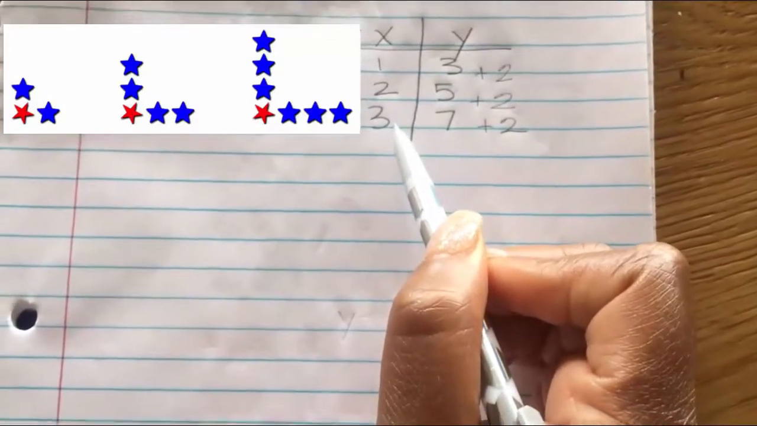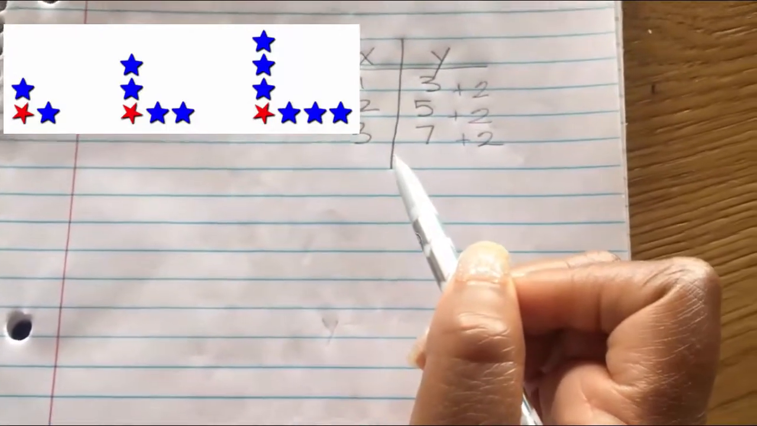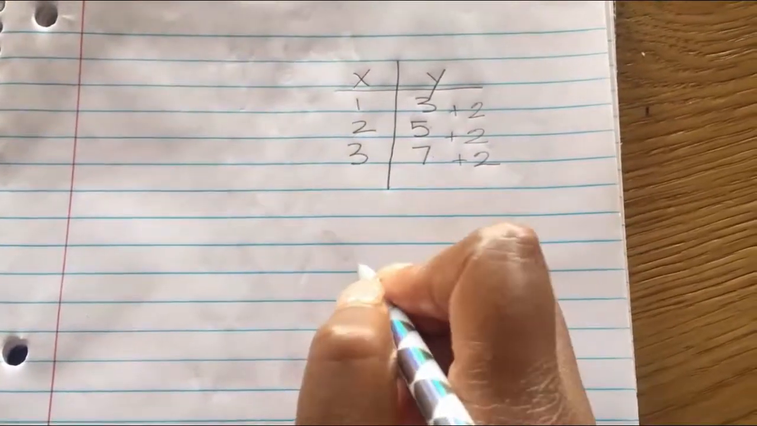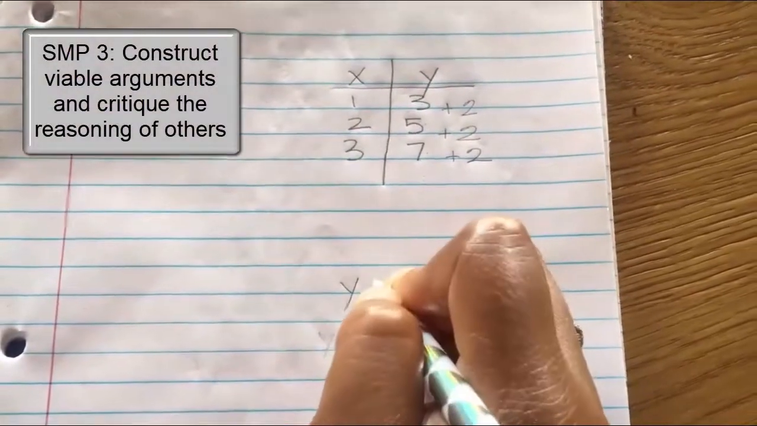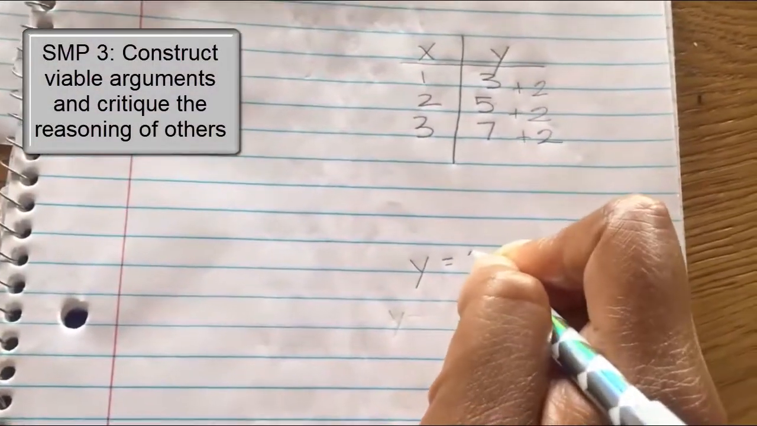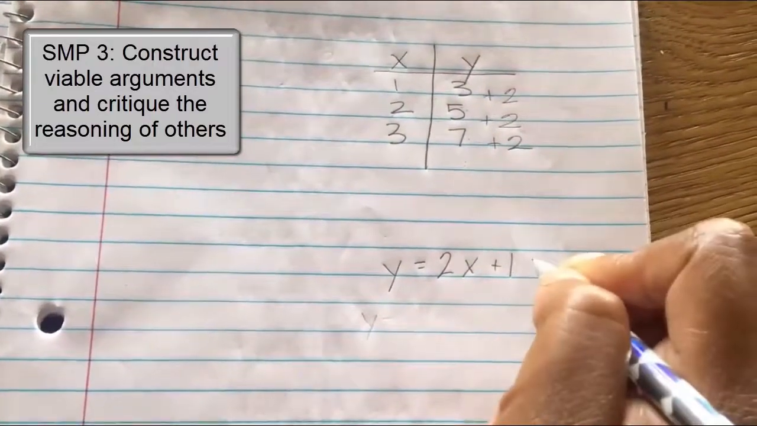And then what did we do after that? Added 1. And what's representing that plus 1? The constant red. So what do you think the equation will look like? X times 2 plus 1, I think so.